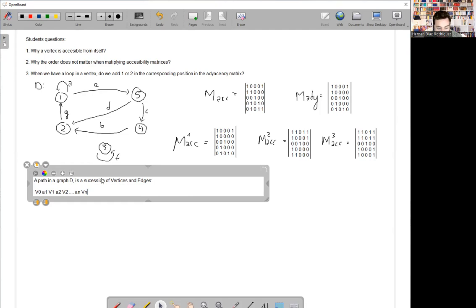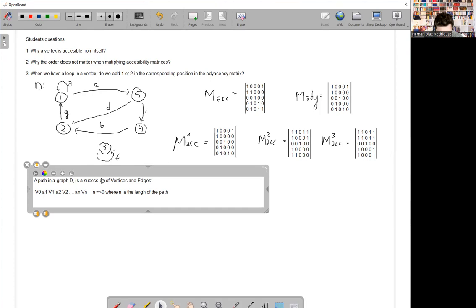So now the point is that the length of the path, which is n, must be equal or higher than 0, where n is the length of the path. So that means that if we have only one vertex in the path, we have a path of length 0. But it is a path indeed, because it meets the criteria to be a path according to the definition.